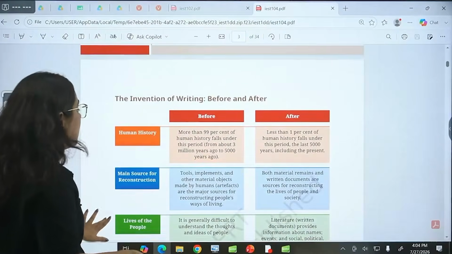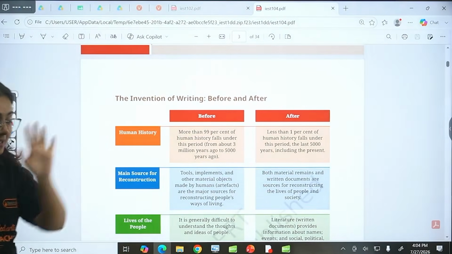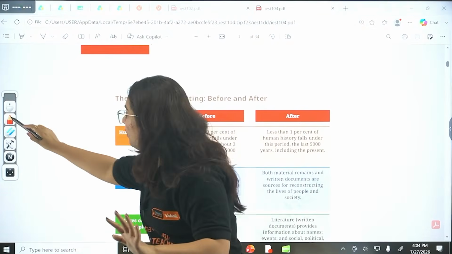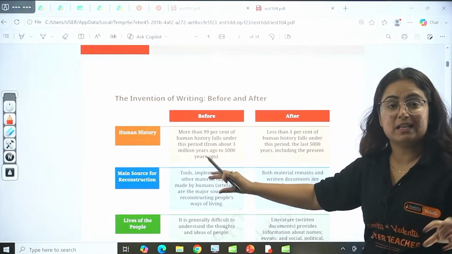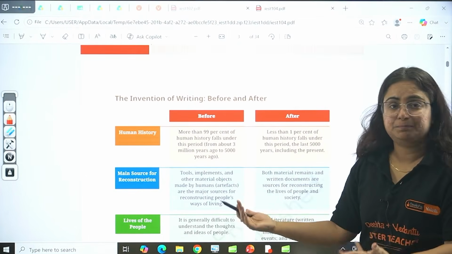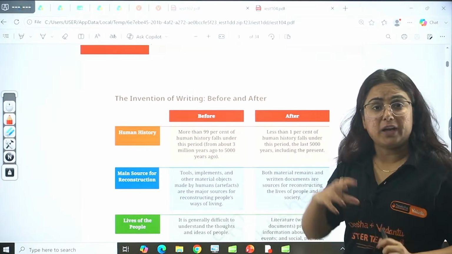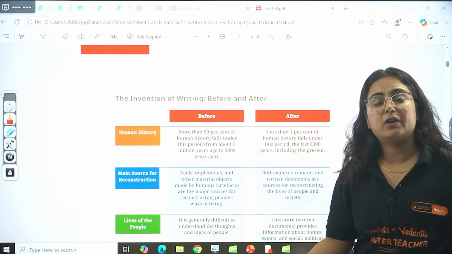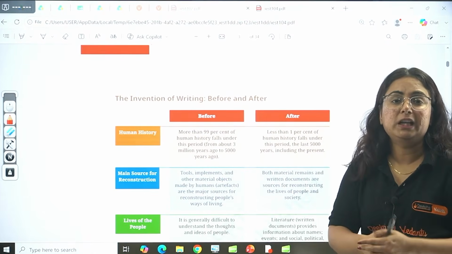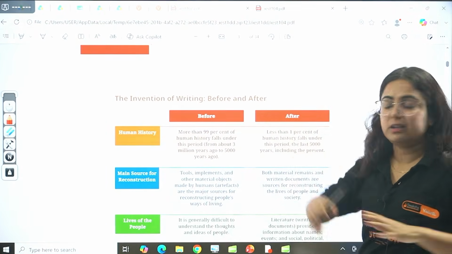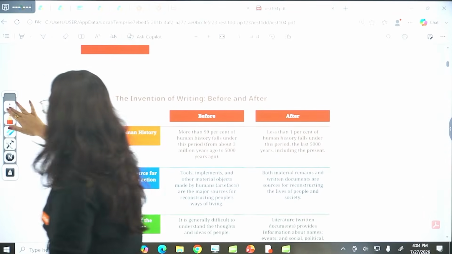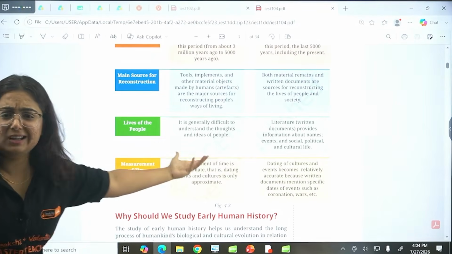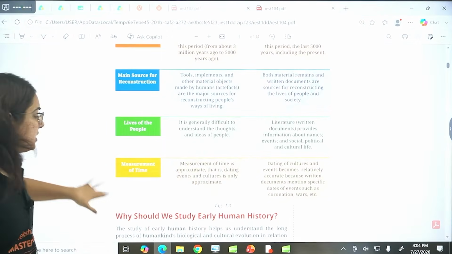Now beta, there are certain flow charts. See, last year NCERT was not as interesting as it is right now. So whenever you find these types of flow charts, these are your answers exactly. So what can the question be? Framed from this part, the invention of writing, before and after. Write the difference, differentiate between the period before writing and after writing. 5 points are directly given here, which can save your 5 marks. Just go and learn that.